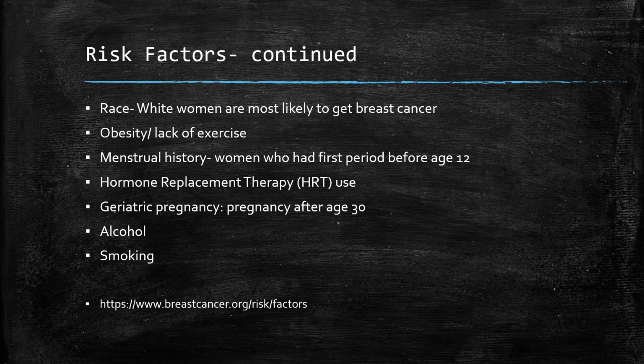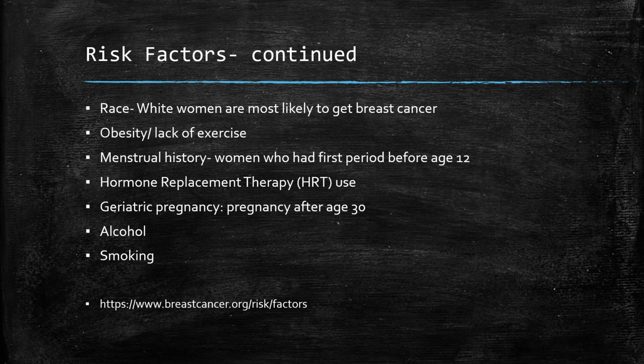Some more risk factors surrounding breast cancer involve race. For example, white women are the most likely race to get breast cancer. Obesity and lack of exercise. Overall sedentary lifestyle contributes to a person's risk factor of getting breast cancer.